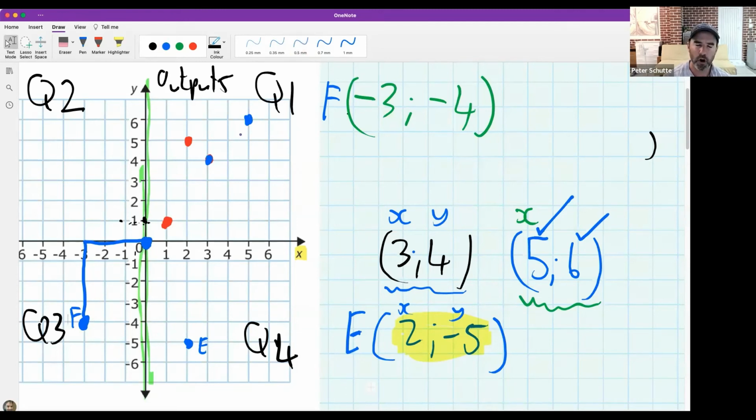And I've noticed how I'm using the two words. I could call the point F input-output pair, or I could call it the point F. Those are both different ways of describing the same thing.